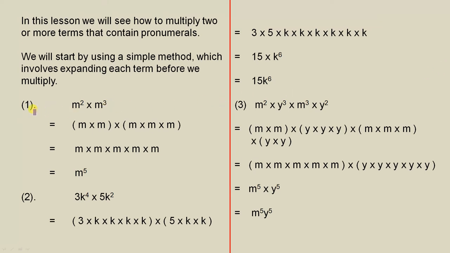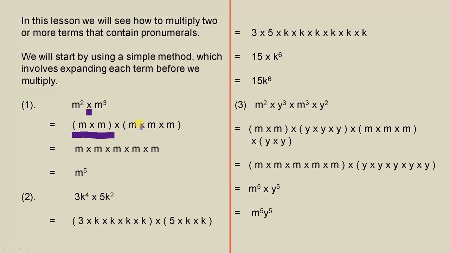So, for example 1, we're asked to multiply m squared times m cubed. Wherever you see the x here, that is the multiplication sign. That is all that stands for. In all of the examples, this stands for the multiplication sign. It's not actually meant to be a pronumeral. So m squared is actually m times m. So we put that in brackets. So that's our expansion there. That's what m squared means. Here's the multiplication sign, and m cubed means that.